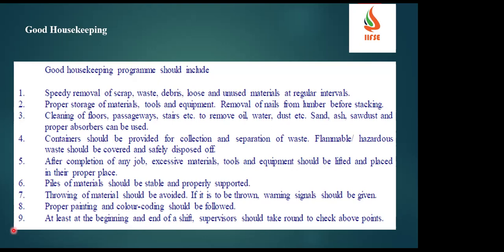Okay. Then proper painting and color coding should be followed for the respective areas and the signages. And at least at the beginning or the end of the shift, the supervisor should take a round to check all the points which we have discussed. So the shift supervisor or the area owner has to go for checking to make sure that the things are placed in order.